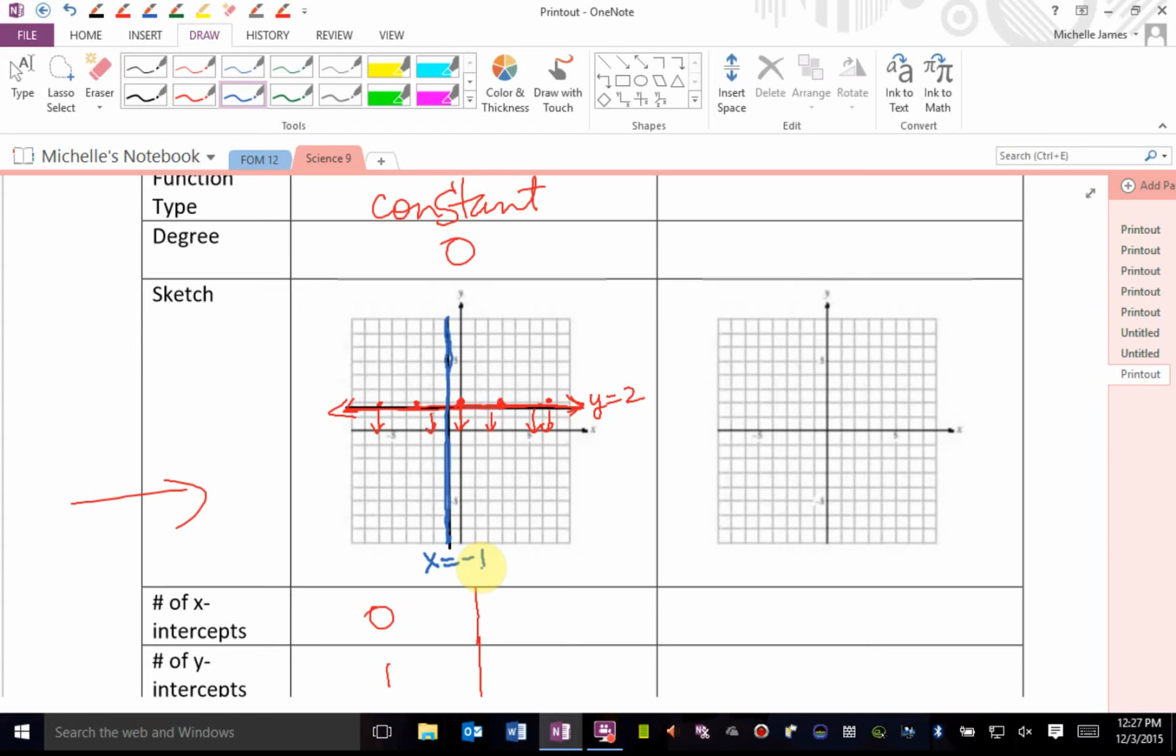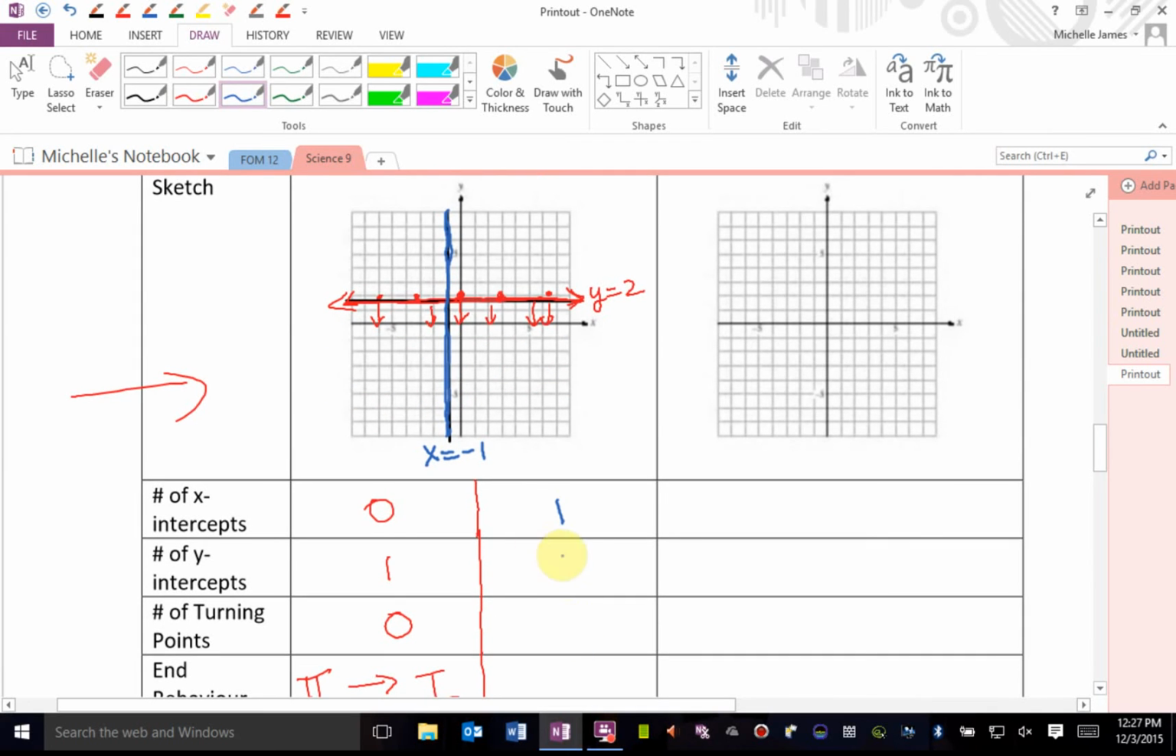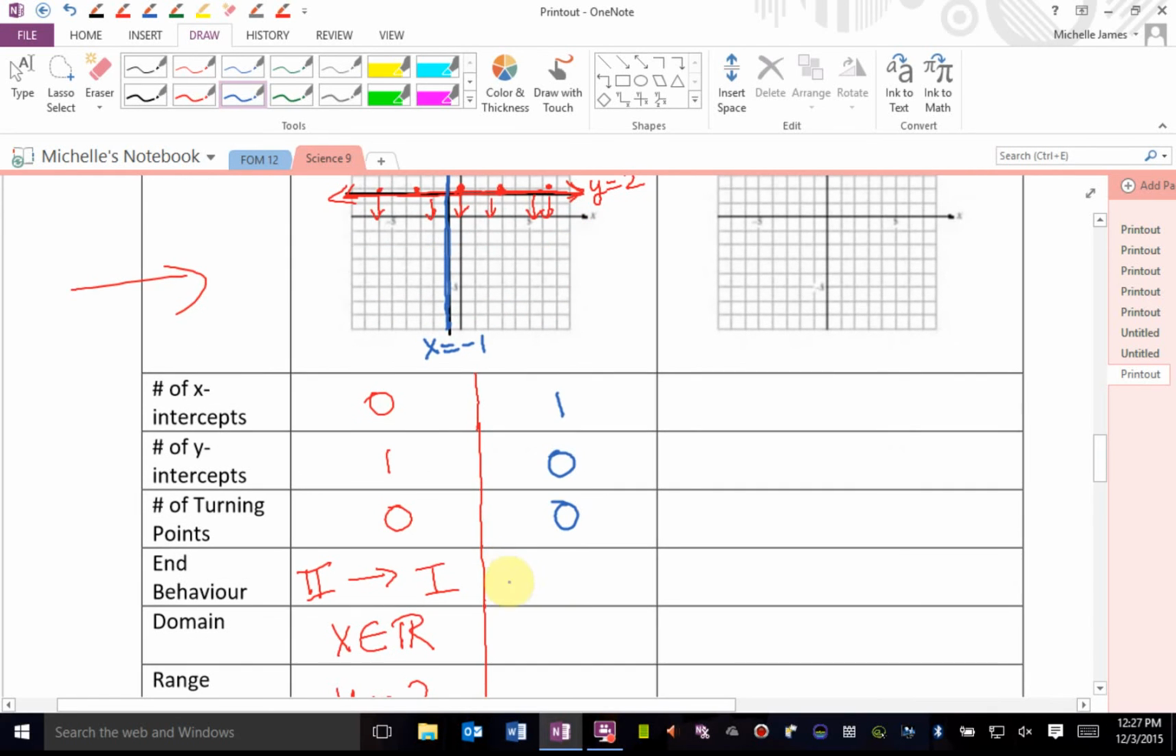So how many x-intercepts will the line of x equals -1 have? 1. It just has 1, and I made it blue so you could see. It cuts the x-axis, just like how the other one cut the y-axis. How many y-intercepts? 0. Turning points? 0. End behavior? 2 to 3. It went from 2 to 3. How do you not just say 3 to 2? Because maybe top to down, just like we went left to right. Yeah, positive to negative.